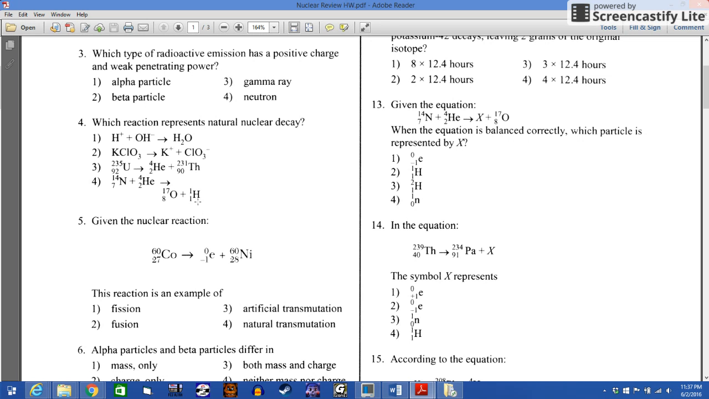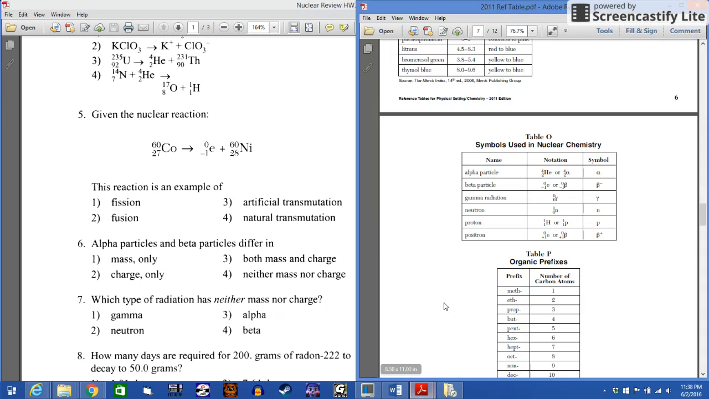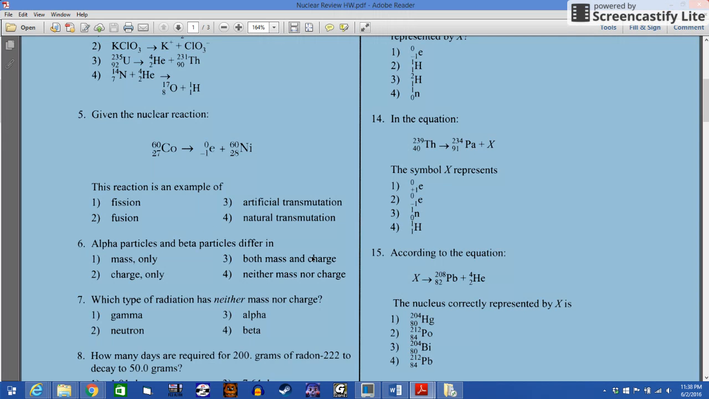Natural nuclear decay is only 1 reactant. Number 5, given this nuclear reaction, what is this? It follows along from number 4. This is natural transmutation. It is the release of a radioactive emission like a beta particle, and that's natural because it's cobalt-60, which happens to be a radioactive isotope. How do you know? Because it does something. You're not going to have to look at it and say, oh, it's a radioisotope. I mean, yes, you could look at Table N and see a bunch of them that are radioisotopes, but that's not what this is asking about.